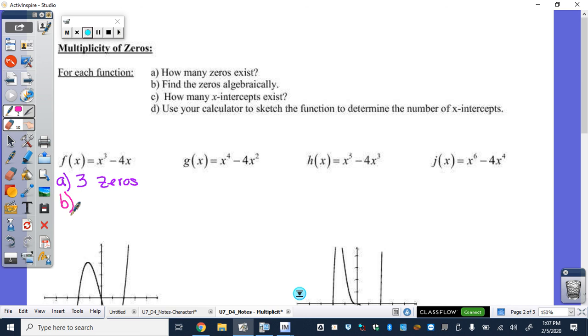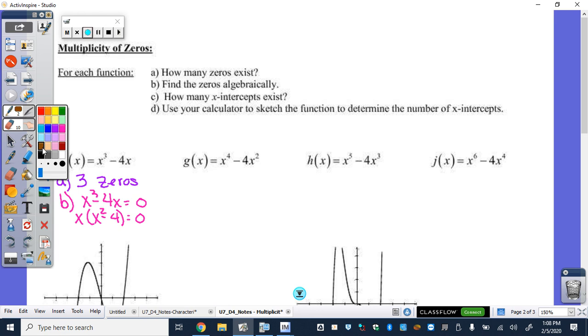Part B, find the zeros algebraically. So x cubed minus 4x, set that equal to 0. We'll have to factor. So do we have a GCF? X. And then we got x squared minus 4.